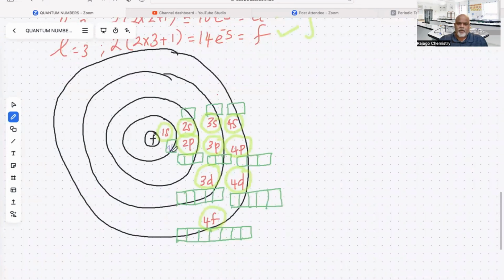So all the s orbitals are going to have only 2 electrons. Wherever they are, they're going to have 2 electrons. And all the p orbitals are going to have 6 electrons. They're going to fill like this: 1, 2, 3, 4, 5, 6. All the p's are going to have 6.